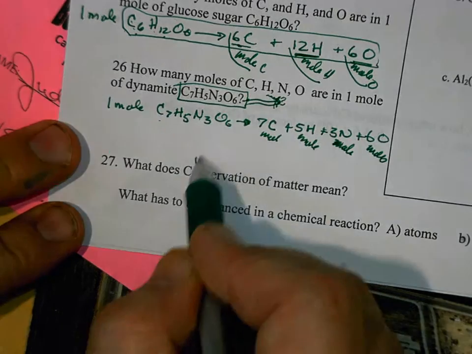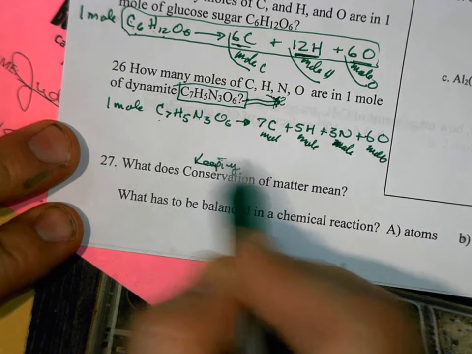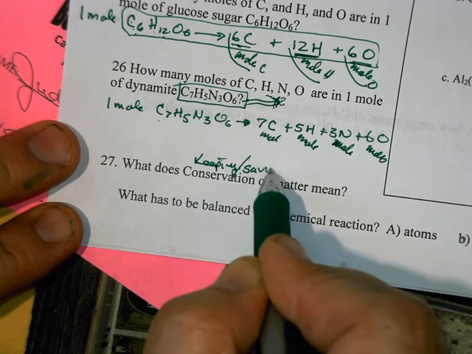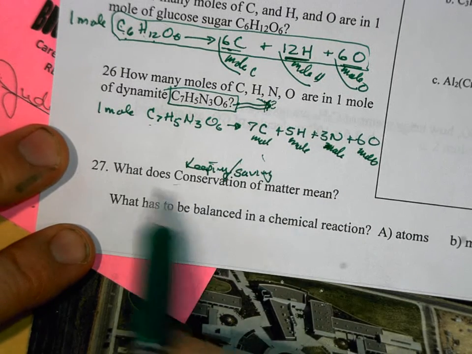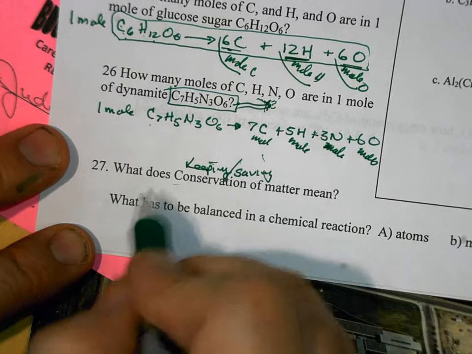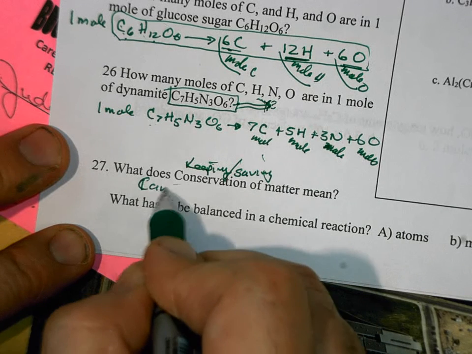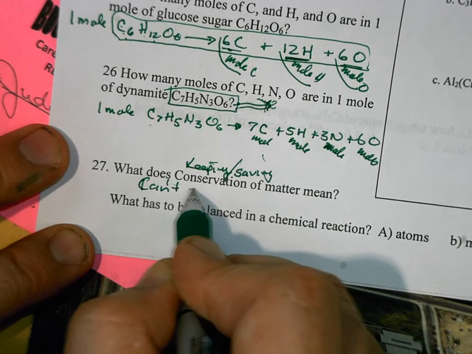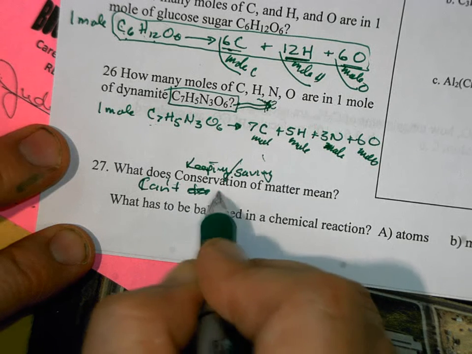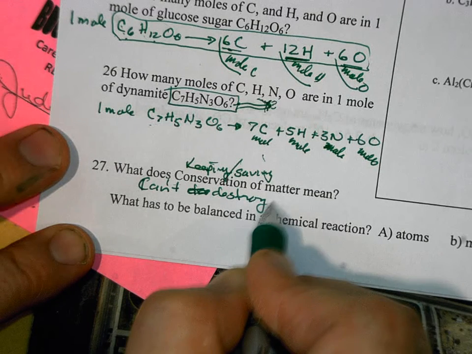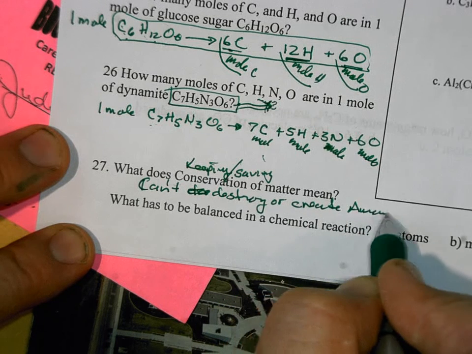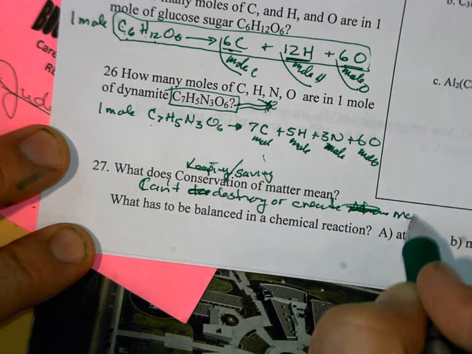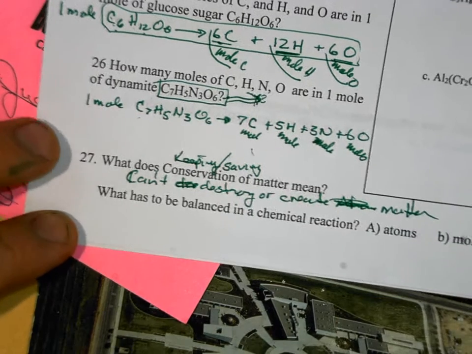So there you go. What does conservation mean? That root word means keeping, saving. And when you're taking the test, you can write little notes like this on your tests. What does conservation of matter mean? You can't create or destroy atoms. Matter. You can't create or destroy matter.